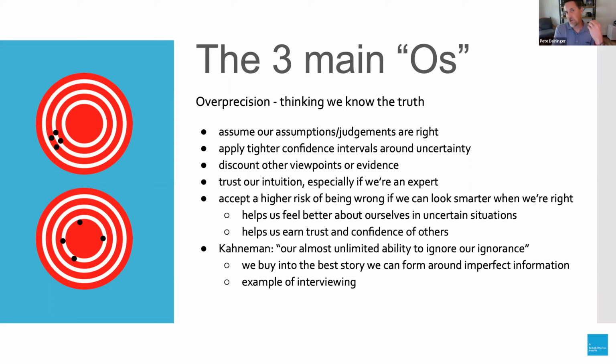If I want to project that expertise, I'm much more likely to say, well, I think it's going to be up somewhere in the 18 to 22% range. And if I'm wrong, so be it. But if I'm right, people are going to ascribe a great amount of expertise to me. Danny Kahneman had a great quote about this aspect of overconfidence, which is referring to our almost unlimited ability to ignore our ignorance. And I think that is something, particularly in the realm of punditry and experts, that we can see over and over again.